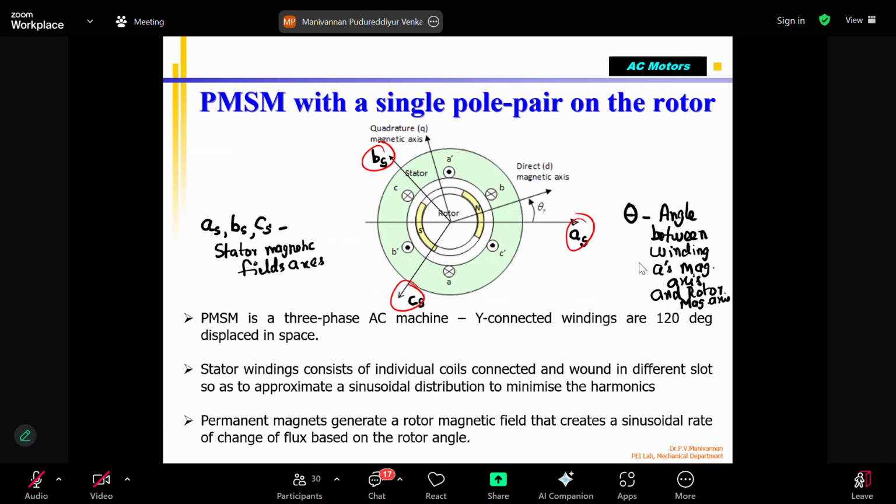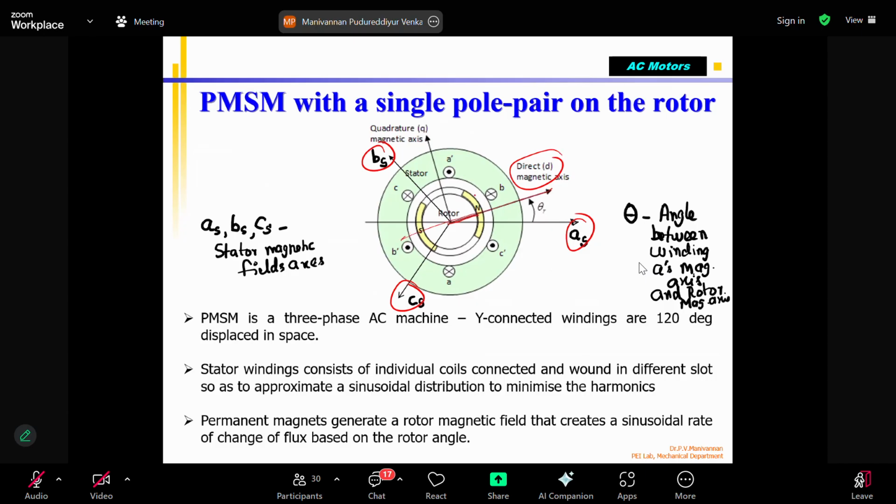You have a permanent magnet, and the permanent magnet also produces its own magnetic flux. There are 2 axes. One is called the magnetic flux at the direct axis, which is the axis between, following the south and north pole of the rotor magnet.